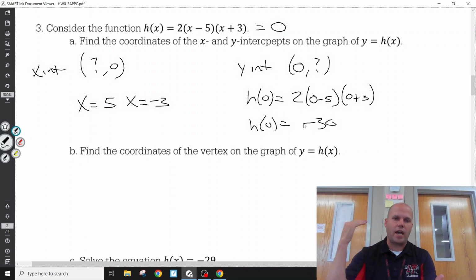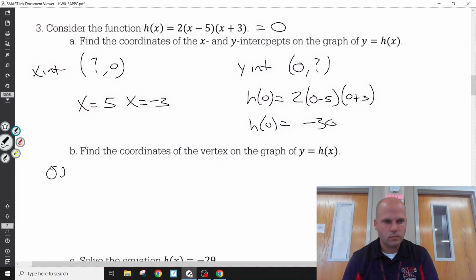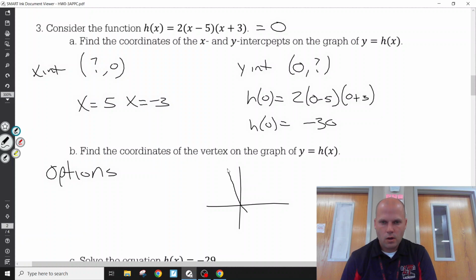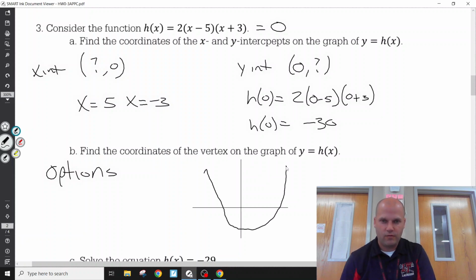Find the vertex. Okay, now this is where we have options. We can use the fact that you know the locations of the zeros. You know the zeros are at 5 and negative 3. This is very important to think about, and this is like going the opposite way of how we were thinking about finding the vertex.